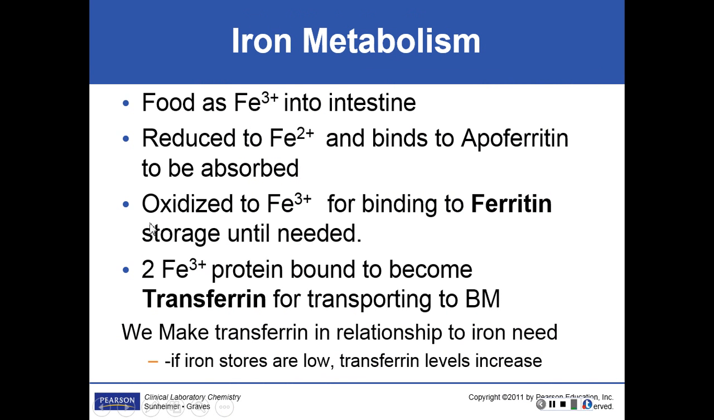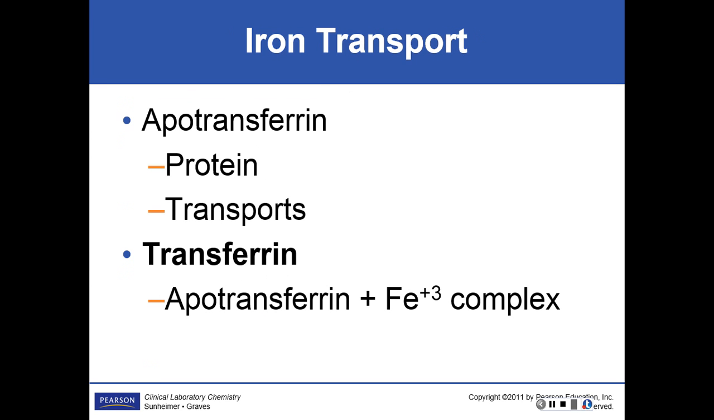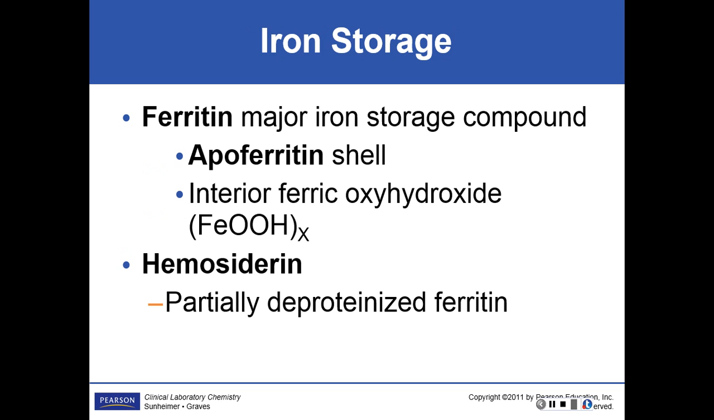This basically goes through what we just discussed in the previous picture. Our body makes transferrin in relationship to the amount of iron it needs. So if our iron stores are low, then transferrin levels will increase. Ferritin is the storage component, and partially deproteinized ferritin is our hemosiderin that you saw in some of the different conditions where the iron is deposited throughout areas of the body.